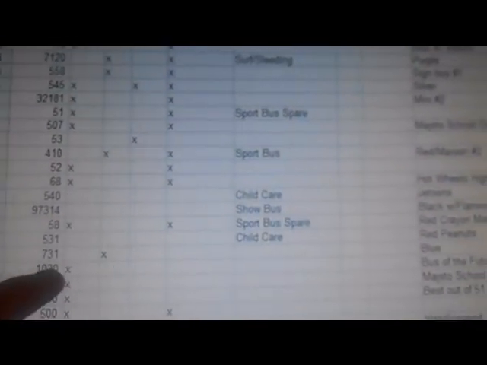Let's see. 4, 5, 6, 7, 8, 9, 10, 11, 12, 13, 14, 15, 16, 17, 18, 19, 20, 21, 22, 23, 24, 25, 26, 27, 28, 29, 30, 31. So currently I have 31 buses in service.